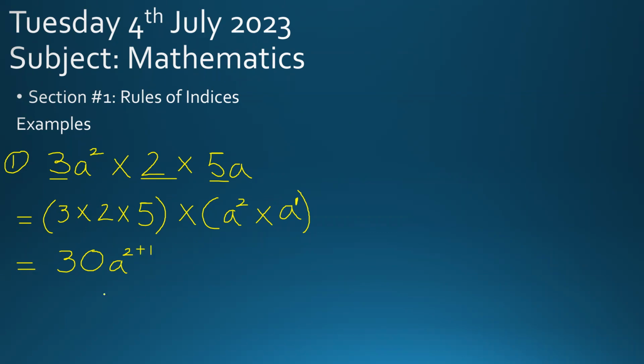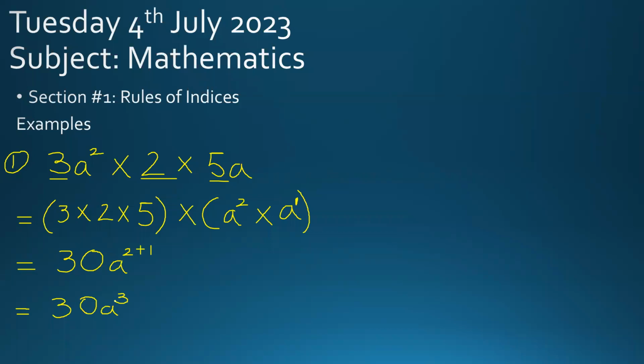Okay, and so it's going to be equal to 30A. What is 2 plus 1? 3. Very good. So 30A to the power of 3.